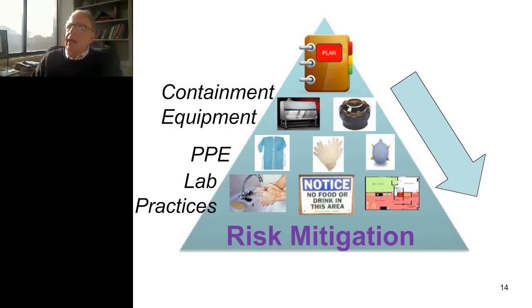Above that are PPE, like gowns and gloves and respirators. And above that are biosafety cabinets, centrifuge containers with the seal-capped tubes, and then your biosafety plan, which brings that all together. And you really need to have a written biosafety plan. And your risk assessment helps you to write that plan.